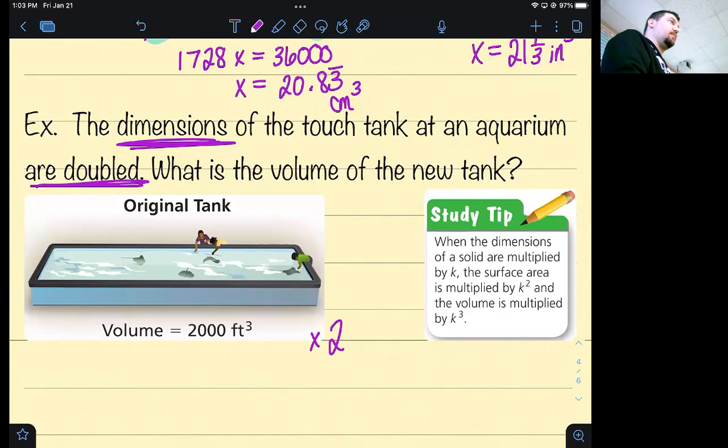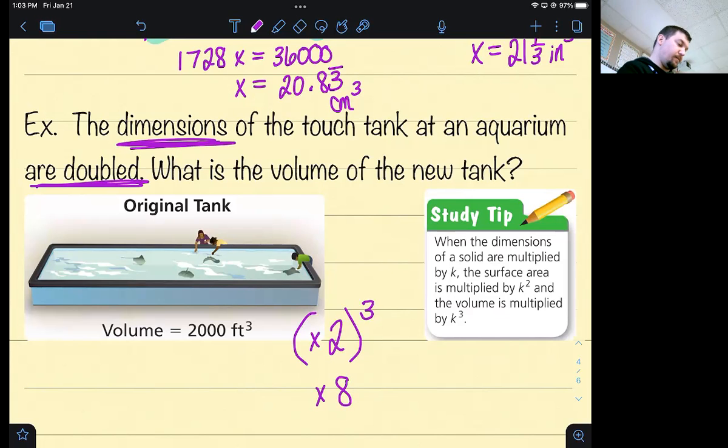Is it going to double the volume? No. Is it going to square the volume? No. Is it going to cube the volume? Yeah, it will be times 2 times 2 times 2. So actually, the volume of the new touch tank is going to be 8 times bigger, right? So if they're doubling all the side lengths, the effect that's going to have on the volume is it's going to make it 8 times larger.